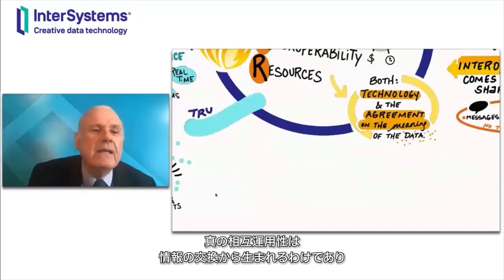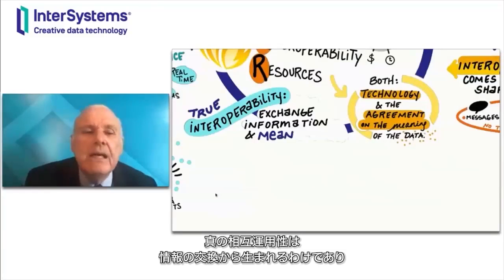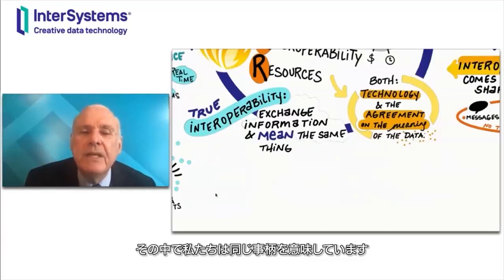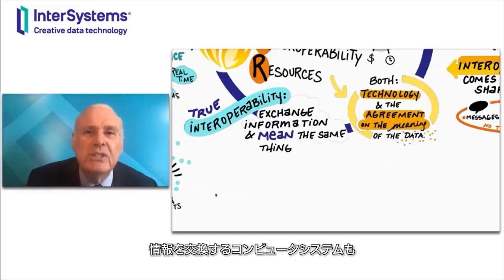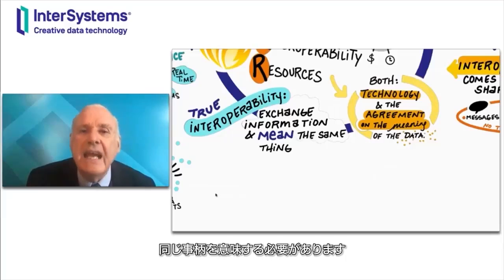So we say that true interoperability comes from exchanging information, and we mean the same thing. But importantly, not just we humans mean the same thing, but the computer systems that are exchanging the information have to mean the same thing.